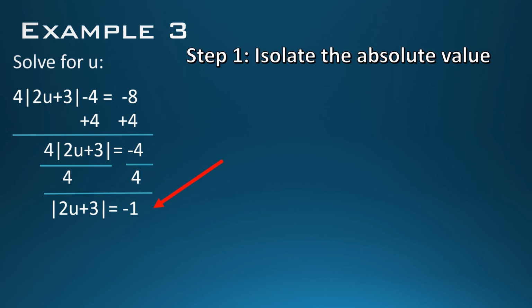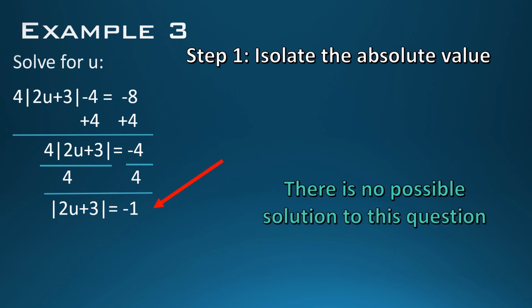Now, look what we have here. We have a negative on the other side of the absolute value equation. And we also know that an absolute value can never equal a negative value. So, there is no possible solution to this equation. So, what we're going to write down is no solution. Good job. Let's do the next one.